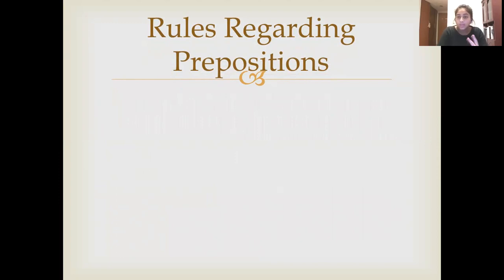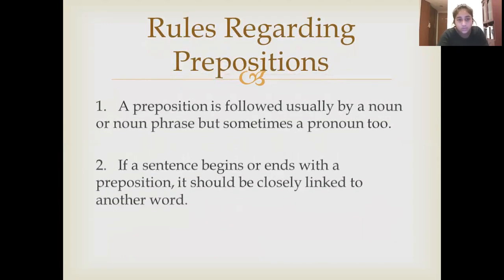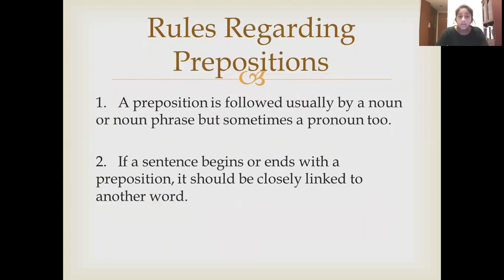Now there's two main rules. Before you use these in your sentences, you'll need to know these two. Number one, a preposition will usually be followed by a noun or a noun phrase and sometimes a pronoun too. But if the sentence is beginning or ending with a preposition, it will be closely linked to another word. So what does this closely linked to another word mean?